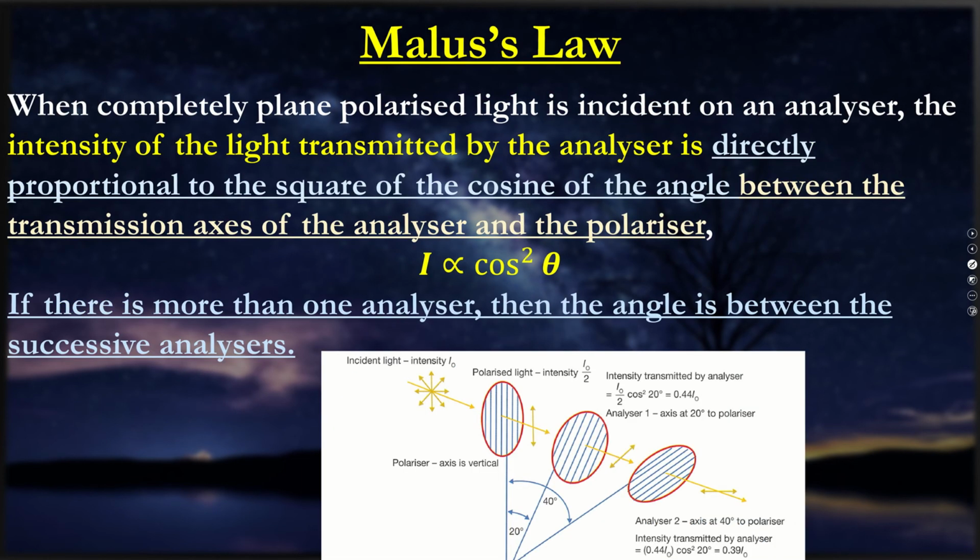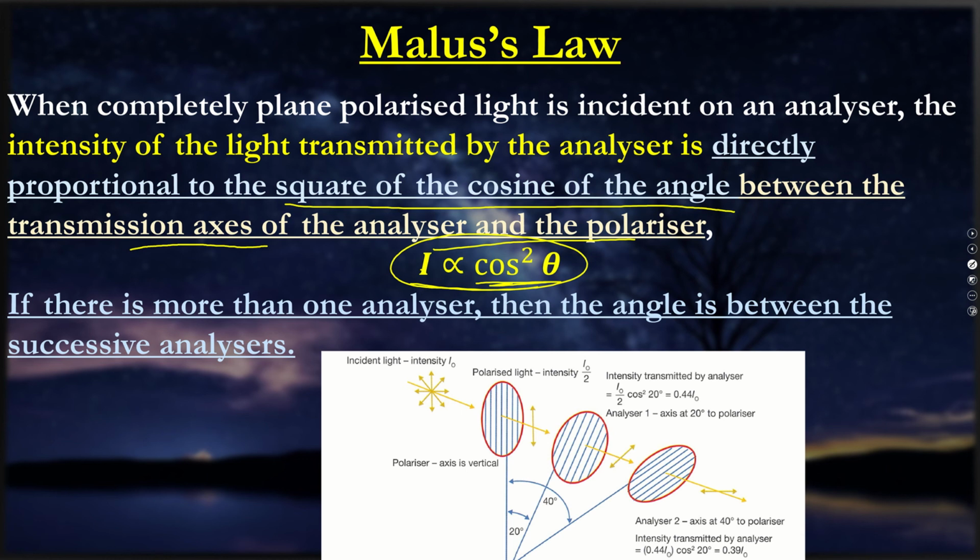This is governed by a concept called Malus's Law. So the idea is the light transmitted by the analyzer is directly proportional to the square of the cosine of the angle between the transmission axes of the analyzer and the polarizer. So this is the general formula we can see. There's a general proportionality between the intensity that's coming out of your analyzer and cos squared theta.